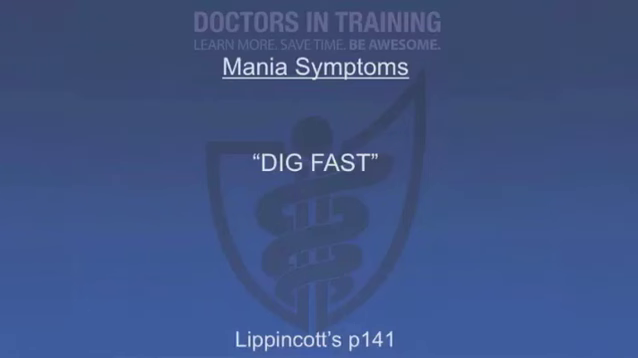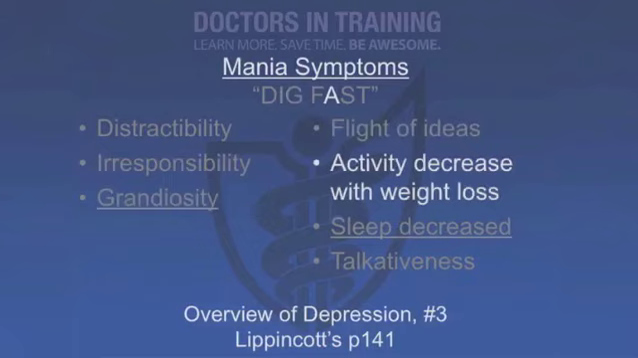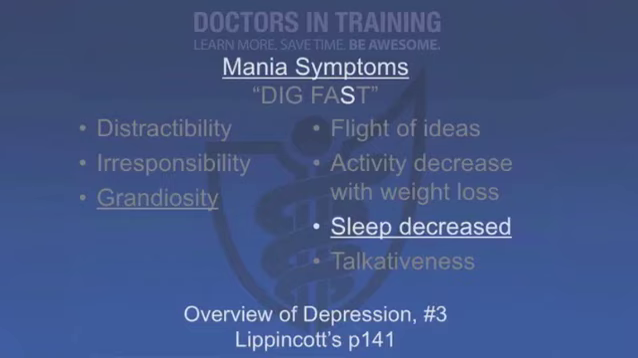Mania is the opposite behavior, and a mnemonic to remember it would be DIG FAST. D is distractibility or easy frustration. I is irresponsibility or erratic, uninhibited behavior. G is grandiosity. F, flight of ideas. A is activity increase with weight loss and an increased libido. S, sleep is decreased, and T is talkativeness.